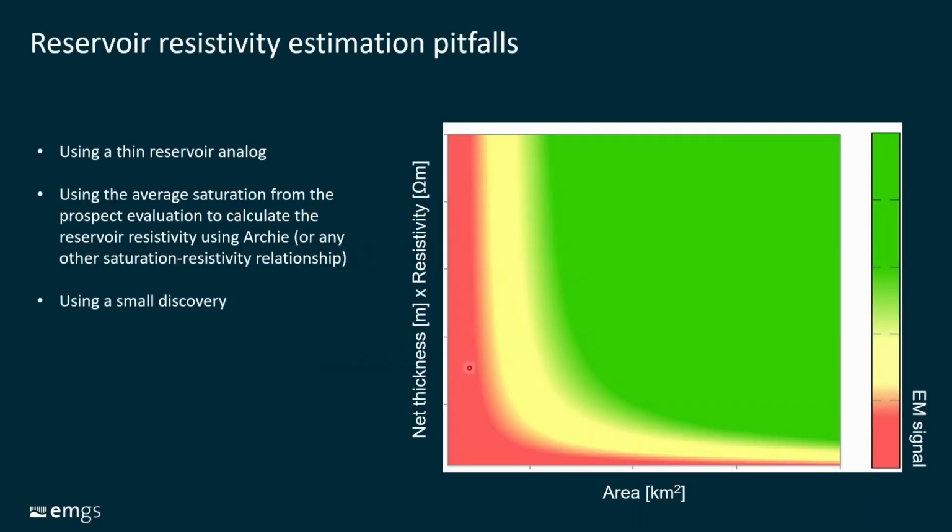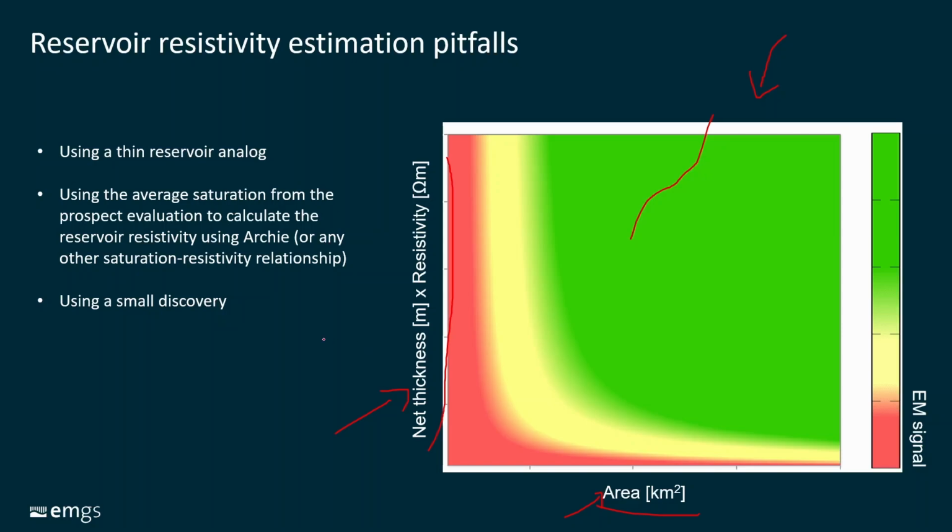By now you're probably familiar with this sort of CSEM sensitivity plot that shows that for a given target, CSEM sensitivity depends on the area on the one hand and the thickness resistivity contrast of the target on the other hand. Most of the time, exploration teams will have some estimates of thickness and area, but hardly ever will they have estimates of resistivity that they expect for a certain prospect.